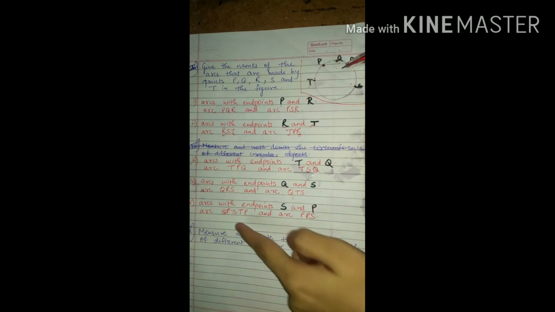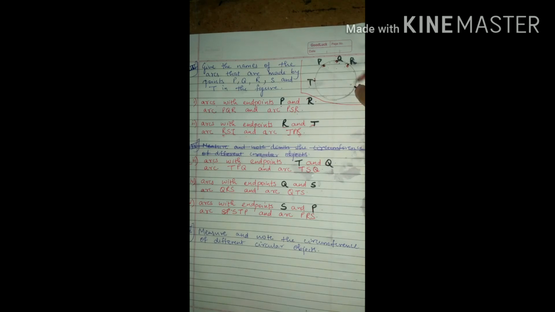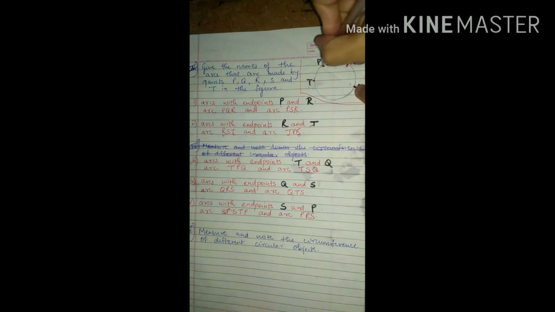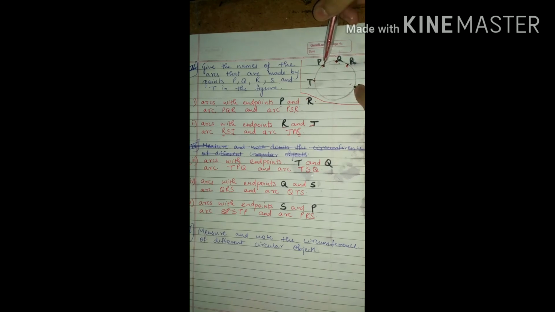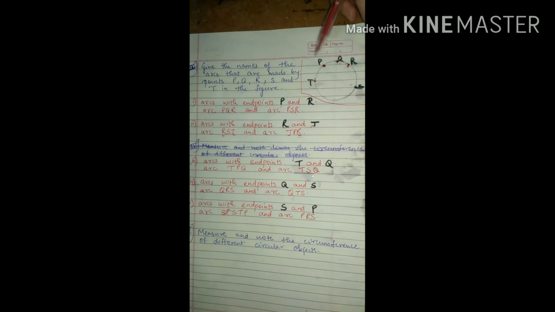Now the last one is arc with the end points S and P. I am taking S and P as the end points. So how many arcs are formed? One arc is STP, and the other arc is PRS. So in this way you have to first decide the end points, and with those end points you have to label the arcs.